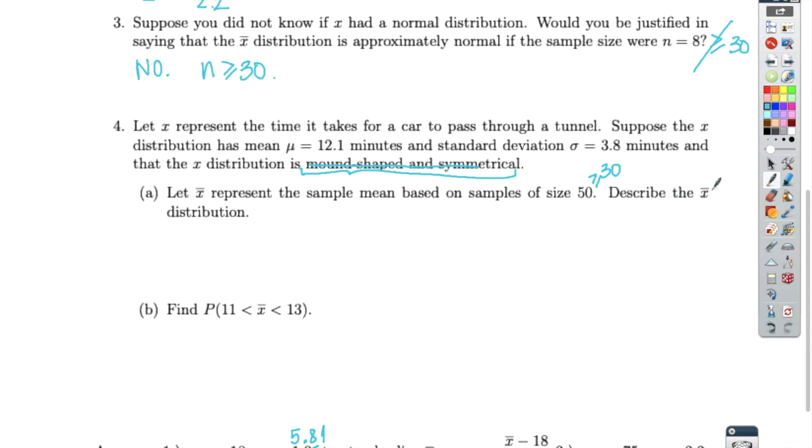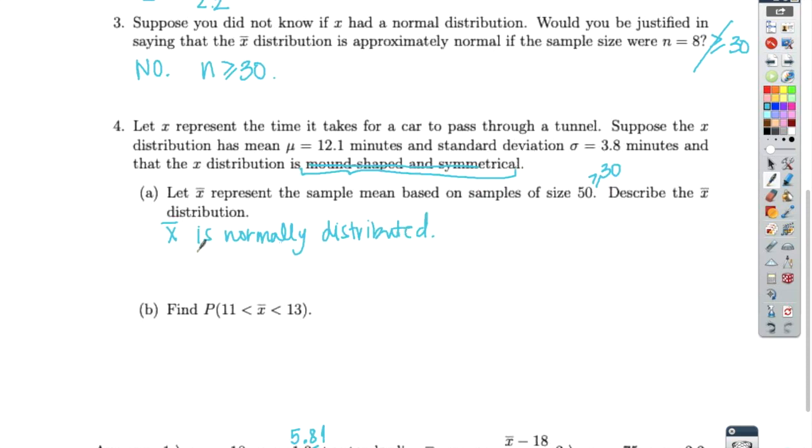Describe the x bar distribution. Well, a couple things here. It sounds like x already started with a normal distribution, so x bar will then have a normal distribution. But because it doesn't actually use the words normal, it doesn't even matter because our sample size is bigger than 30. So x bar is normally distributed. x bar has a normal distribution.